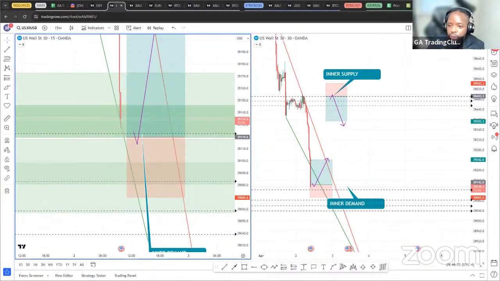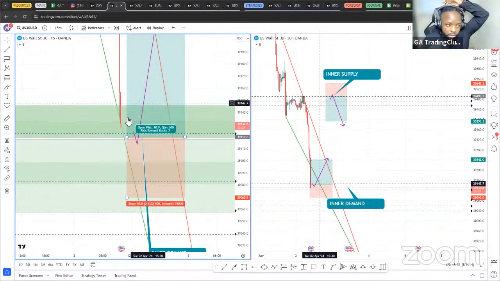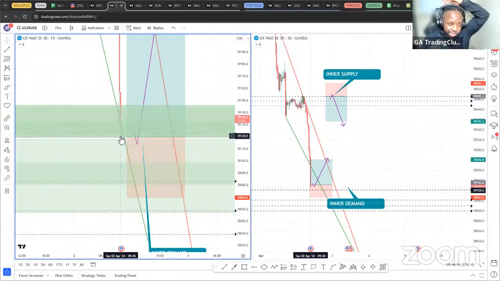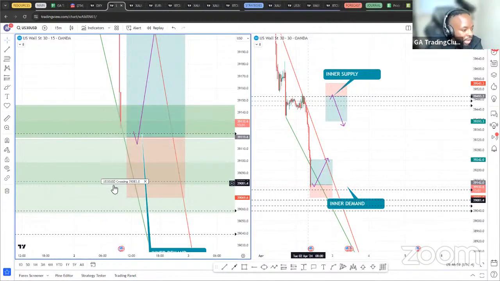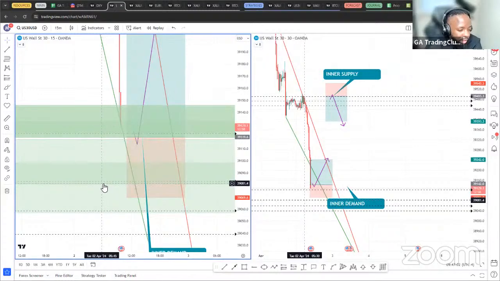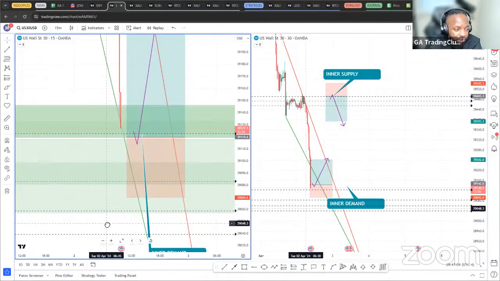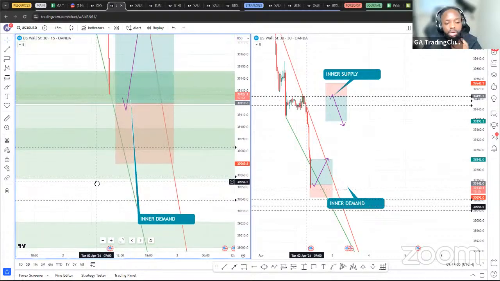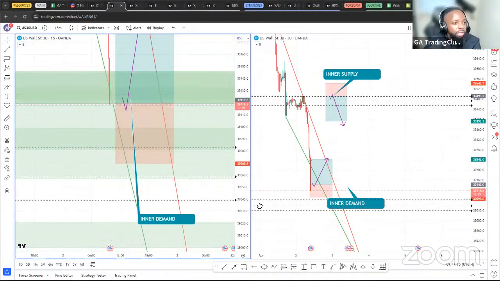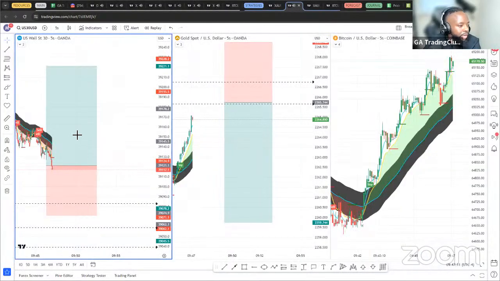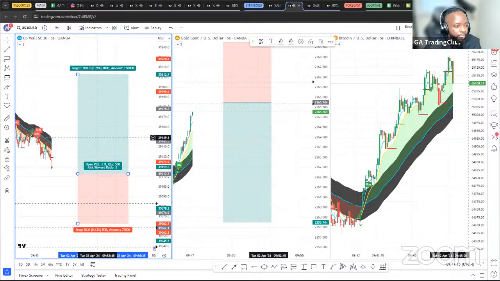US 30. So after this zone, if US 30 decides to drop lower, below 39,120, 39,080 is the next buy zone for US 30. If it drops past that, we're going under 39,000. All right, so now I'll move over to the 5-second time frame and wait for that crossover buy.